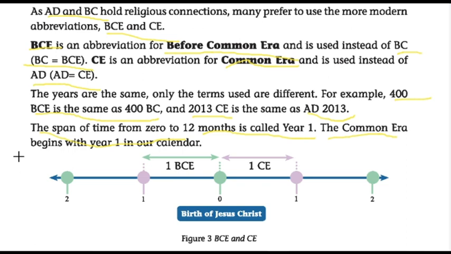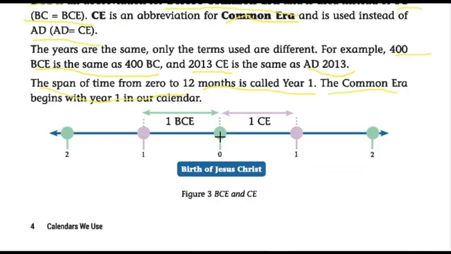It is the same timeline only. The 0 point is the birth of Jesus Christ, but they have changed the word: CE, Common Era, and BCE, before Common Era. That's all. I hope you understood this. Is it clear for you, children?